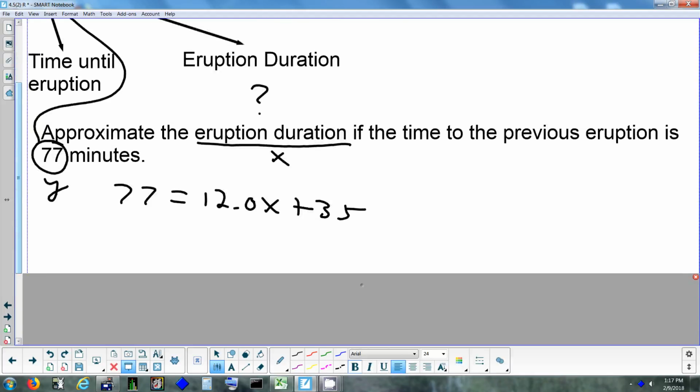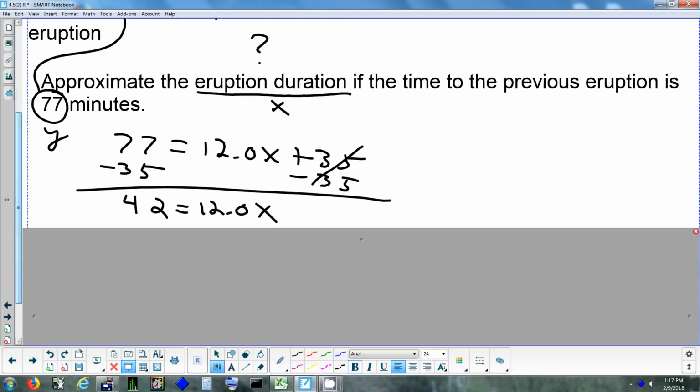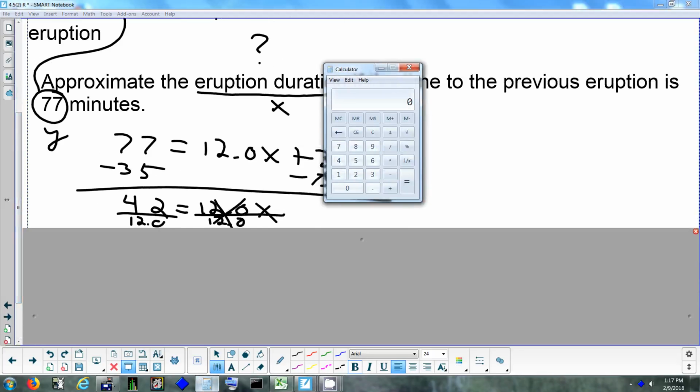So what's my first step to solve for x? You have to get x by itself, so you have to minus 35. Yep. I like it. Minus 35. 7 minus 5 gives me 2. 7 minus 3 gives me 42. All right. And now I have one last step. You have to divide by 12. So it's going to be 3 point something. 3 equals x. Is it exactly 3.5?